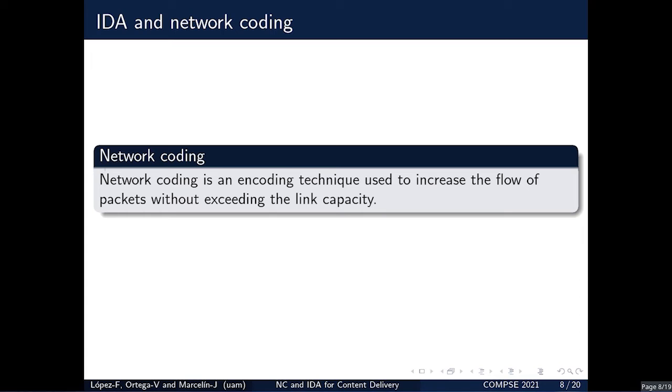In this section, we're going to review the basic features of network coding. Network coding is an encoding technique used to increase the flow of packets without exceeding the link capacity.